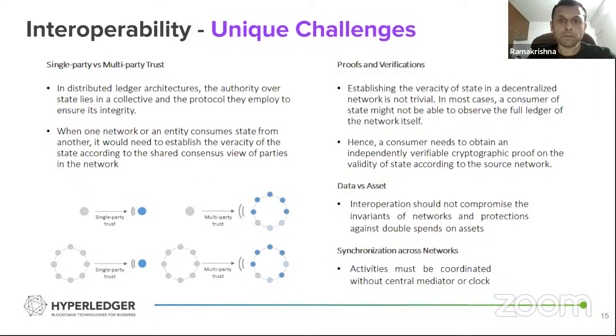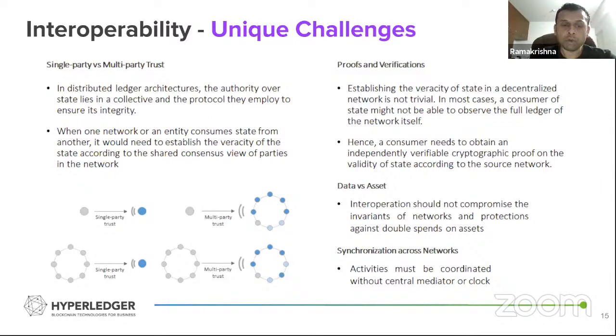As I mentioned earlier, if you think of the traditional services-based world, it's fairly easy to communicate. As long as you define a protocol and you have services exposing a particular endpoint using, let's say, REST, you allow independent parties to be interoperable with each other. But in a distributed ledger network scenario, our endpoints are multiple parties. The authority over the state that each multi-party network governs lies in a collective, as well as the protocol, that is the consensus protocol they employ to ensure the integrity of that state. So there are some rules according to which any state is deemed final, and all the honest nodes of that network are going to agree on whether a particular state is final.